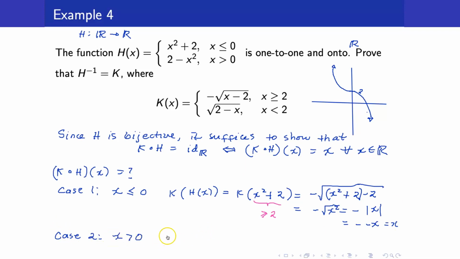So just show that when you apply k circle h of x, you also get x.